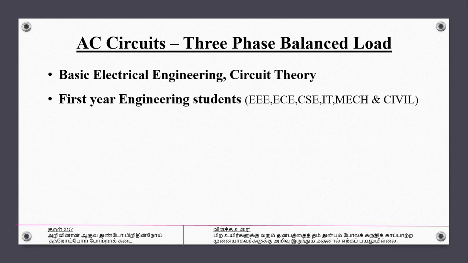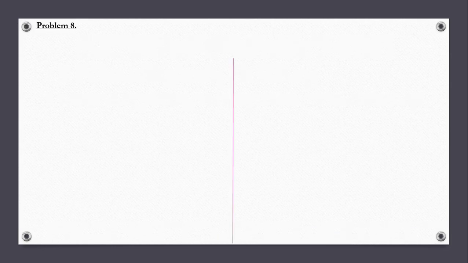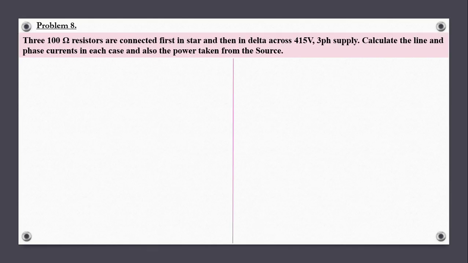Hi students, in this video lecture we are going to know about three-phase balanced load in AC circuit. To understand the concept of three-phase balanced load, we are going to solve a problem. The problem is 300 ohm resistors are connected first in star and then in delta across 415 volt three-phase supply. Calculate the line and the phase currents in each case and also the power taken from the source.